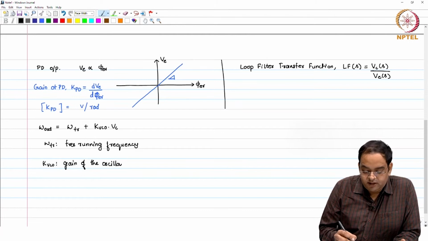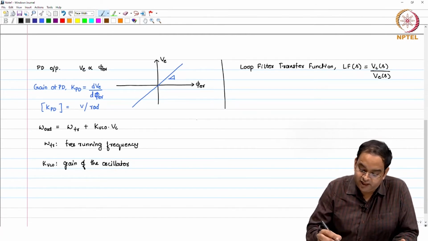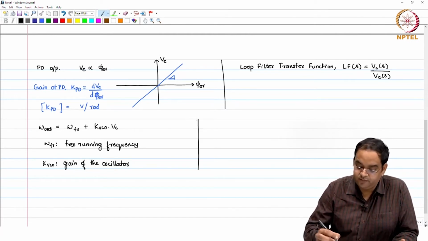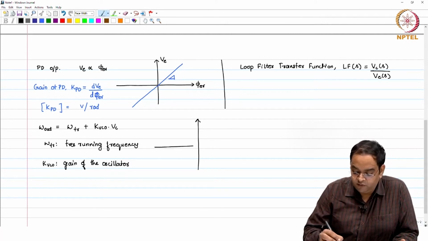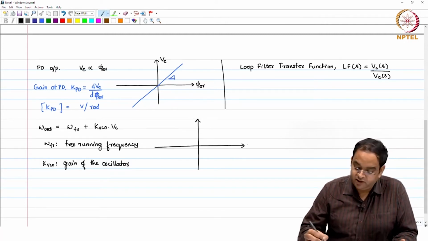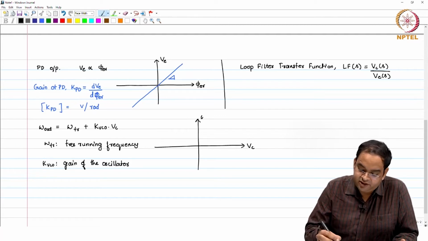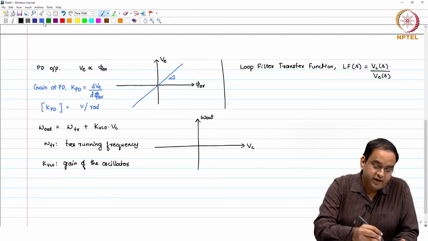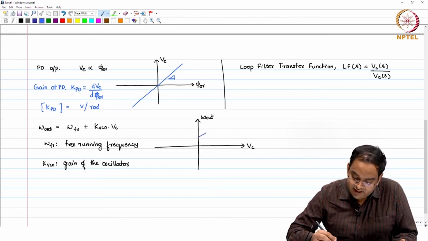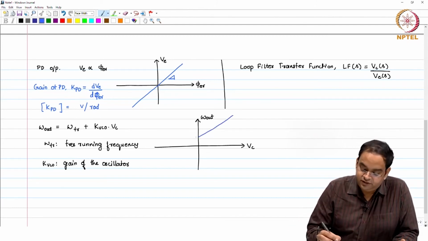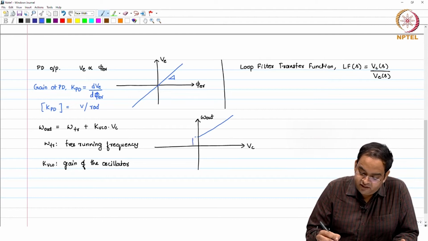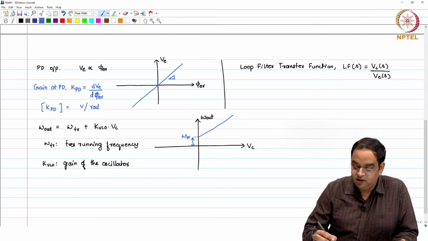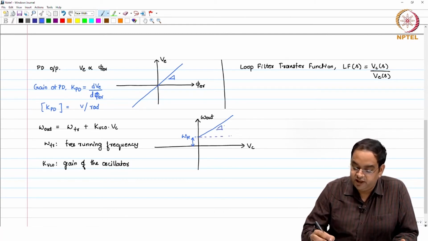Now, if you would like to look at this in plot form, with respect to the control voltage, your omega out has characteristics like this. This is the free running frequency, omega free. The slope of this particular curve is K VCO.